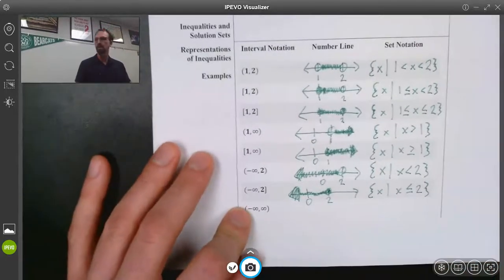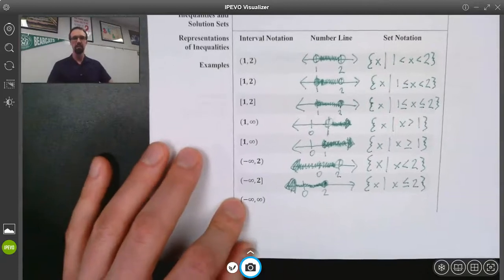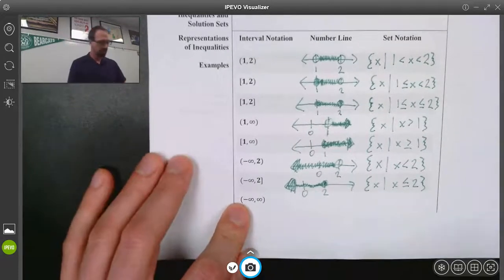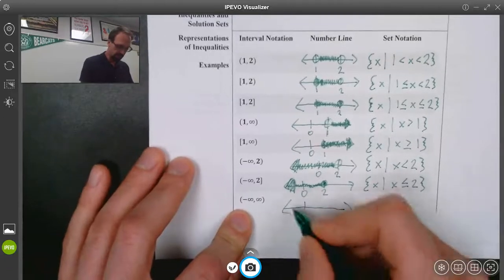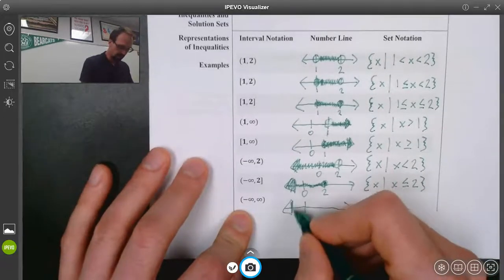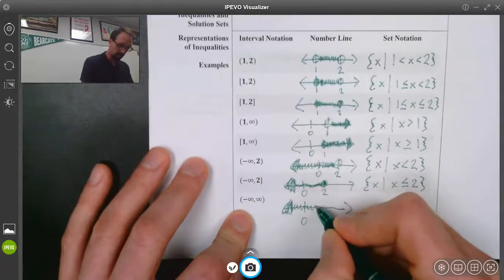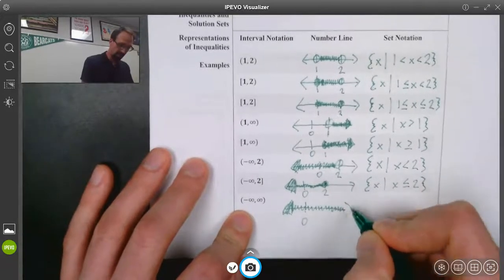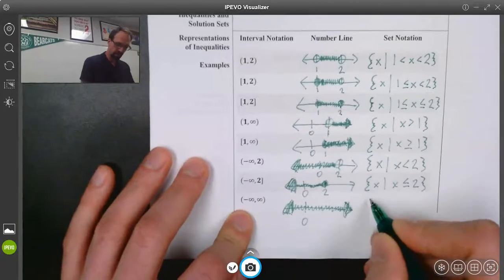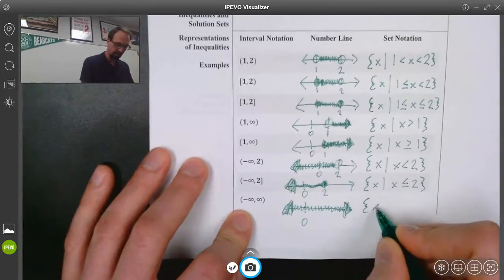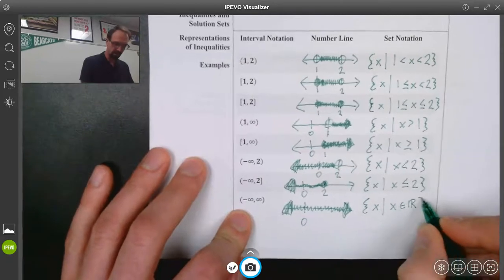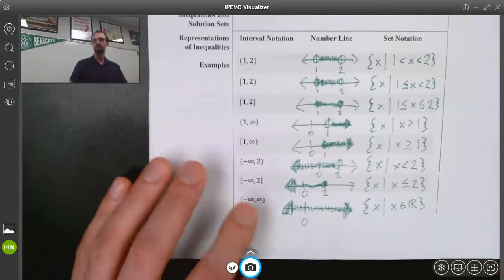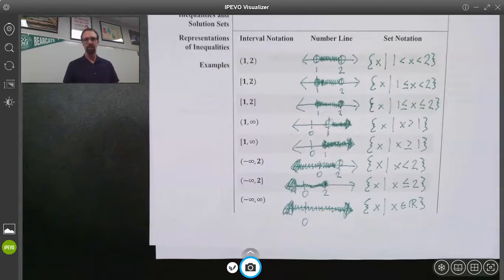Then this last one shows, for interval notation, if I have all the values. All of the points are included, so the entire number line is shaded. For this one, we have the set of x such that x is an element of the real numbers. In this case, we're saying that x is a part of all of them.